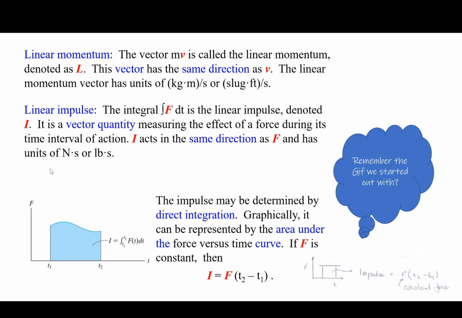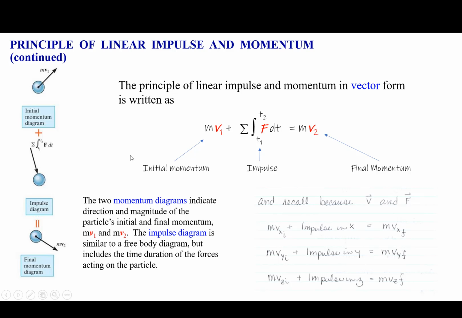It's also a vector quantity, and it makes it pretty clear that the area under our curve is going to give us that impulse. Remember the GIF that we started with. If I have a constant force, then I'm just going to end up with a graph that looks like this. Again, the area is under that spot. Let's think about this for a second. Let's rewrite the equation a little bit so that we can look at this in terms of initial momentum plus my impulse giving me my final momentum.